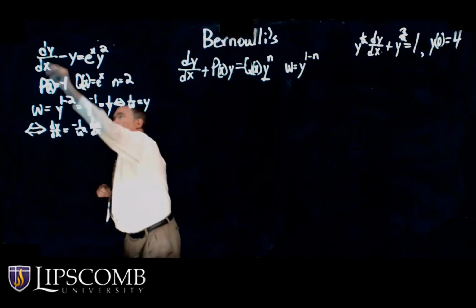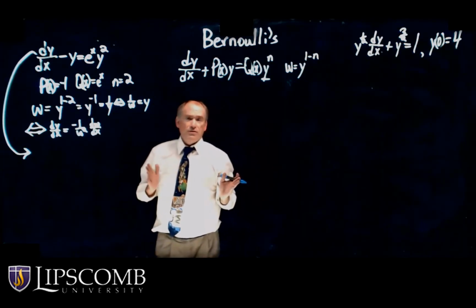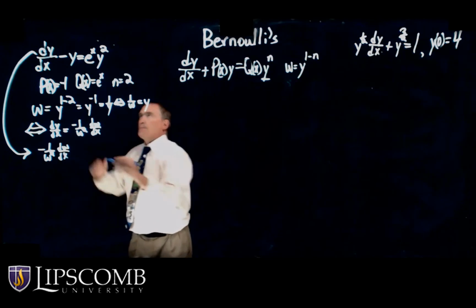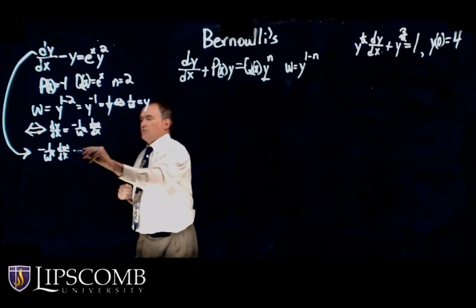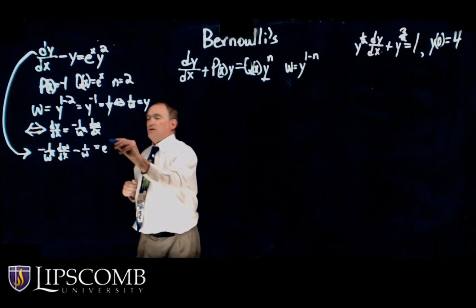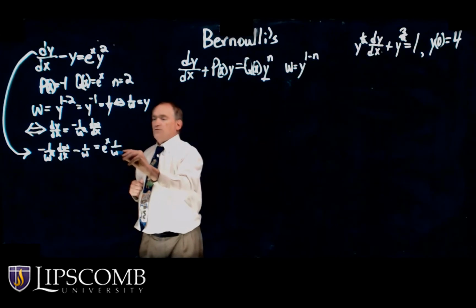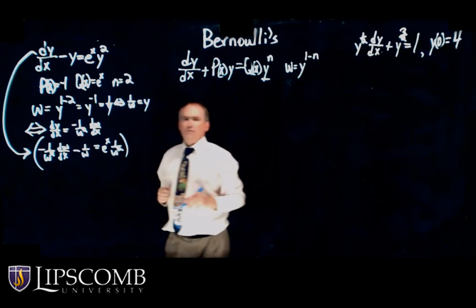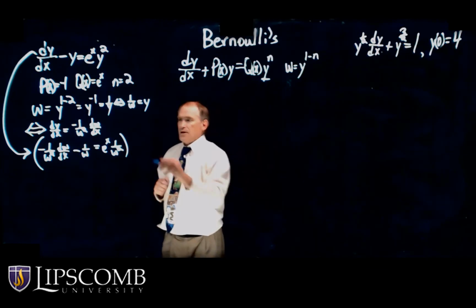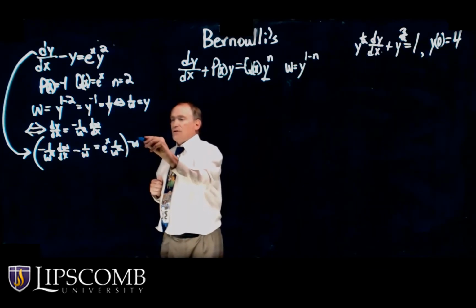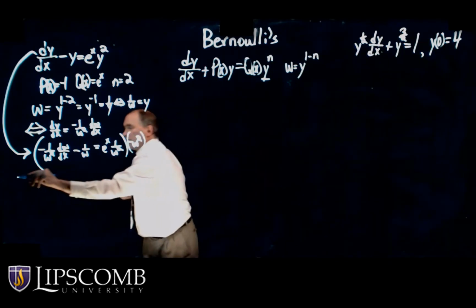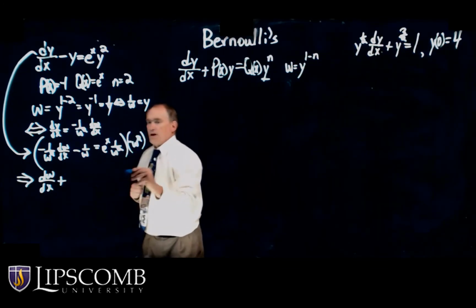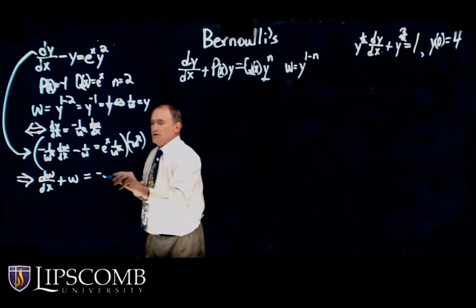So let's replace it using our substitution. This becomes negative 1 over w squared dw/dx minus y, but y is 1 over w, equals e to the x, and this would be 1 over w squared. Now it doesn't look linear, but let's multiply everything by the coefficient of dw/dx, so let's multiply everything by negative w squared. So what do you get? You get dw/dx, the minus makes this a plus, w equals minus e to the x.